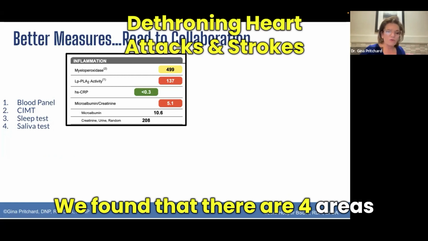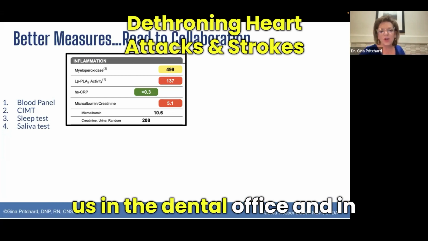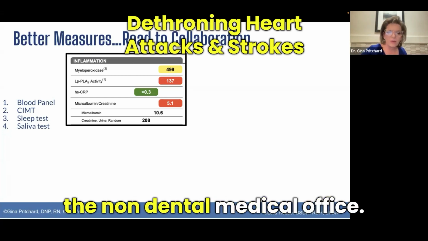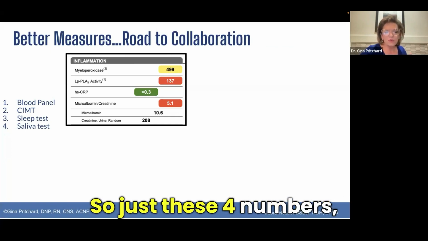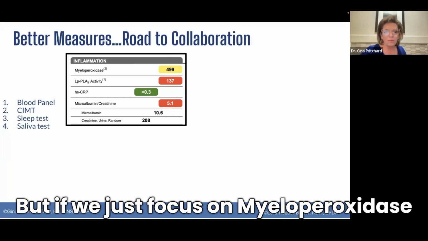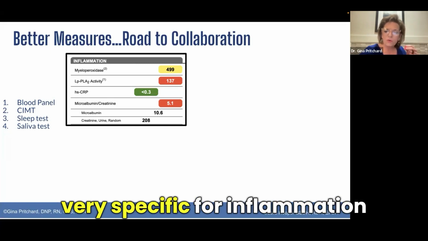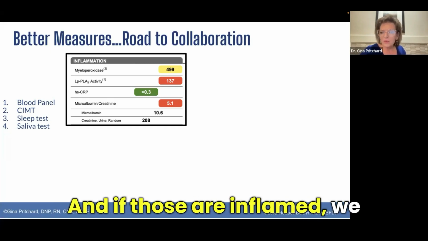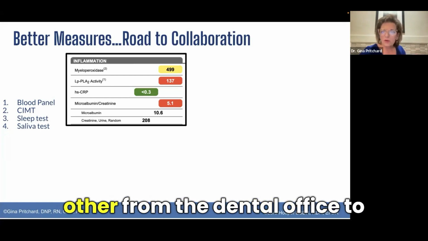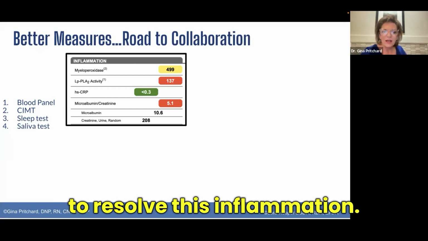We found that there are 4 areas of testing in particular that unite us in the dental office and in the non-dental medical office. And it starts with blood work. So just these 4 numbers, and there are many more, but if we just focus on myeloperoxidase and plaque 2, these are 2 markers very specific for inflammation in the wall of the artery. And if those are inflamed, we absolutely have to talk to each other from the dental office to the non-dental office in order to resolve this inflammation.